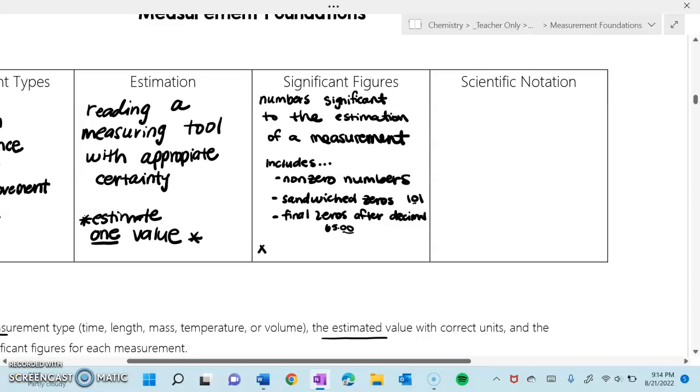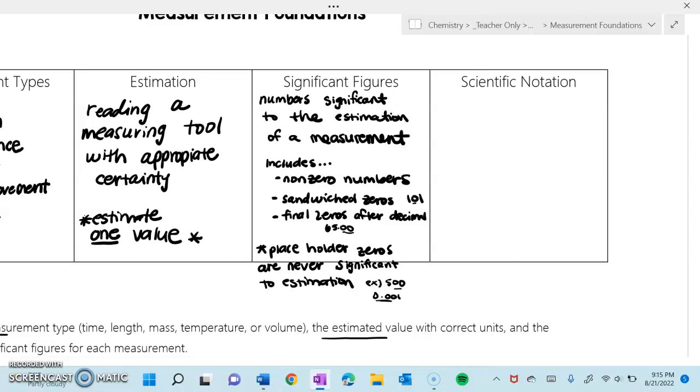Now, things that are not included, I kind of said this earlier, placeholder zeros are not part of our estimate. They're just holding a place. Some examples of that, like I said, 500 or 0.001, just holding those place values. They're not actually part of the estimation, so they're not significant to the estimation. Like 500, those zeros are not. They're just holding a place, okay?